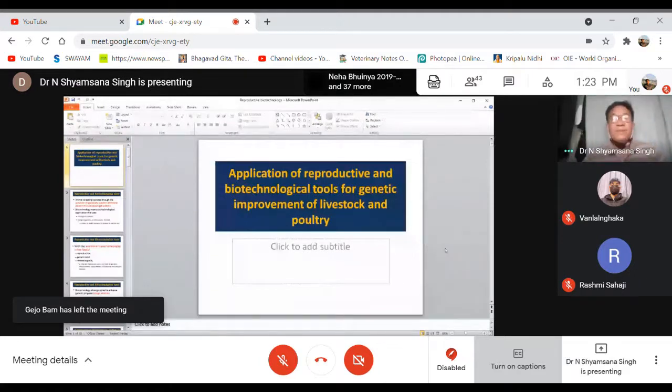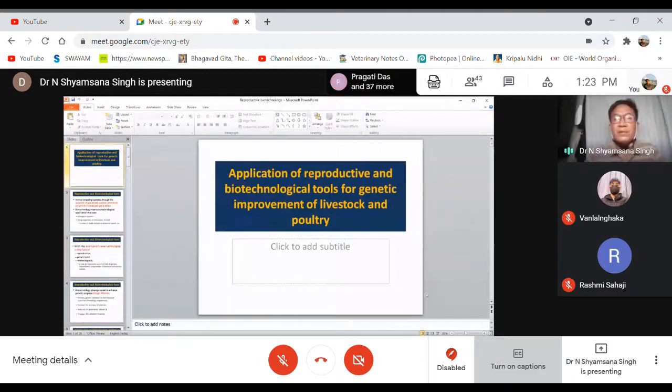Application of reproductive and biotechnological tools for genetic improvement of livestock and poultry. The handout I will send you in your WhatsApp group. Okay.